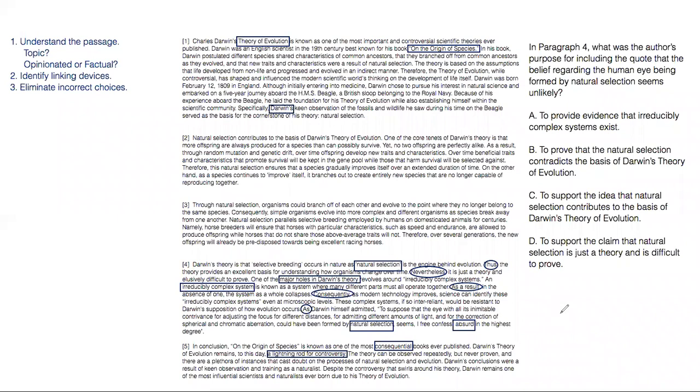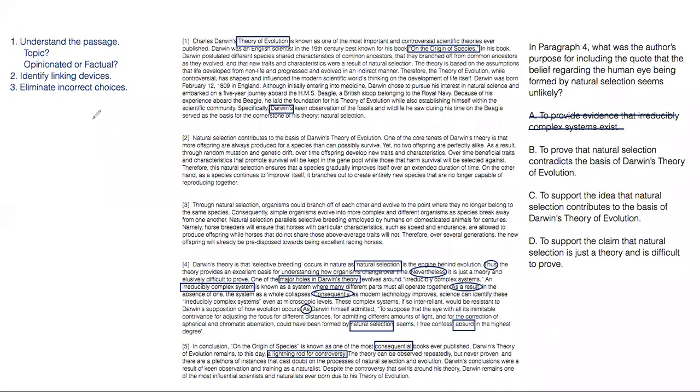Strategy 3 asks you to eliminate incorrect choices. So now that we've broken down this paragraph in the passage, let's see what we can begin to eliminate. Answer choice A says to provide evidence that irreducibly complex systems exist. Well, as we see here, consequently, as modern technology improves, science can identify these irreducibly complex systems even at microscopic levels. So science is already proving the evidence that these exist. His quote here doesn't seem to mention anything about that specifically, so we can eliminate answer choice A.